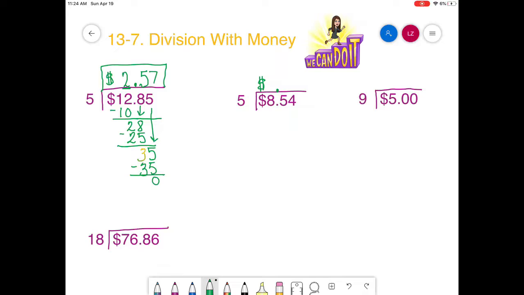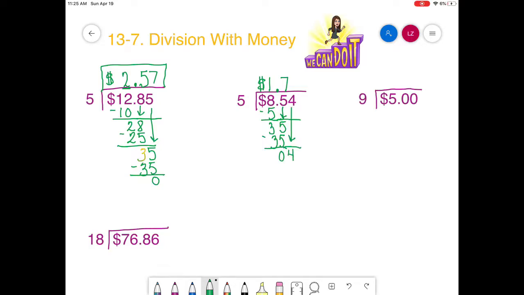5 goes into 8 one time. Subtract, we get 3. 3 is less than 5, so we're doing it right. Bring our 5 down. Now we have 35. 5 goes into 35 7 times. 7 times 5 is 35. We have 0 left. 0 is less than 5. Let's bring our 4 down.